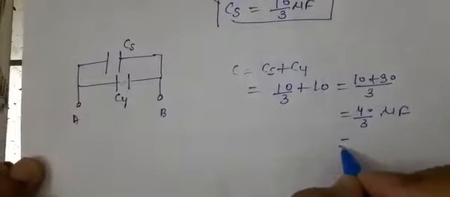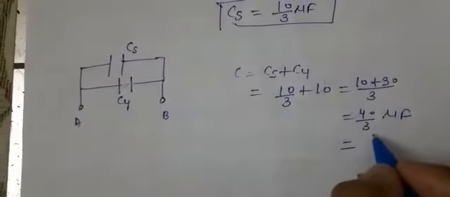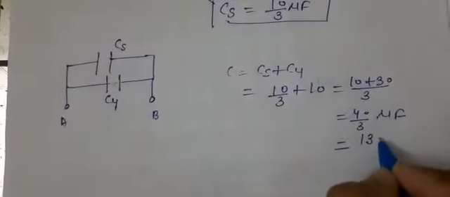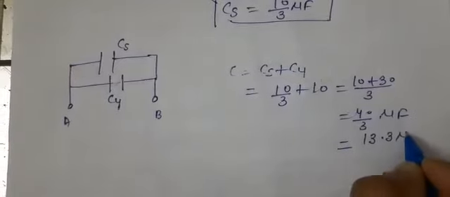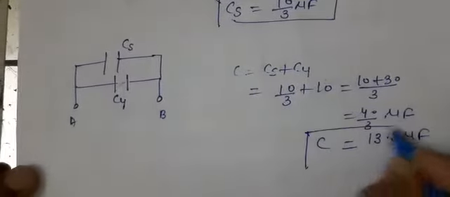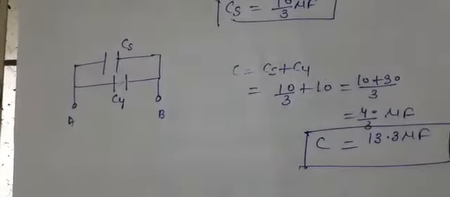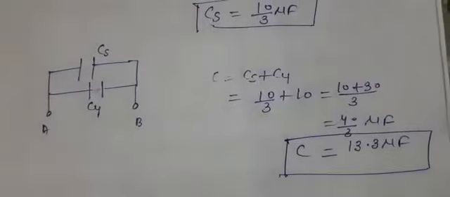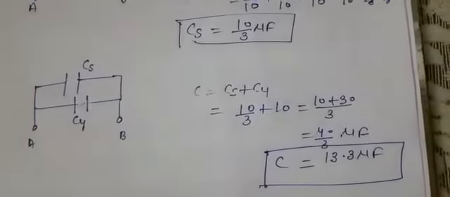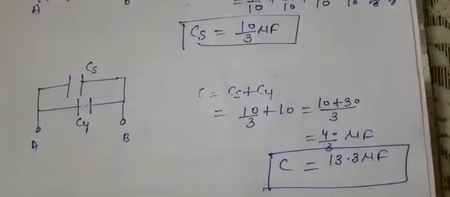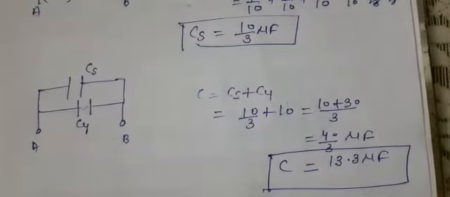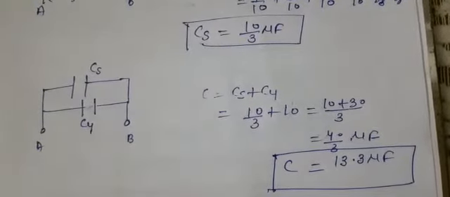Either you can just keep it as such, or you can simplify it, 13.3 microfarad. This is the equivalent capacitance. So one point that was asked in the statement, determine the equivalent capacitance of the network. So now what is the next step? You have to find the charge on each capacitor.